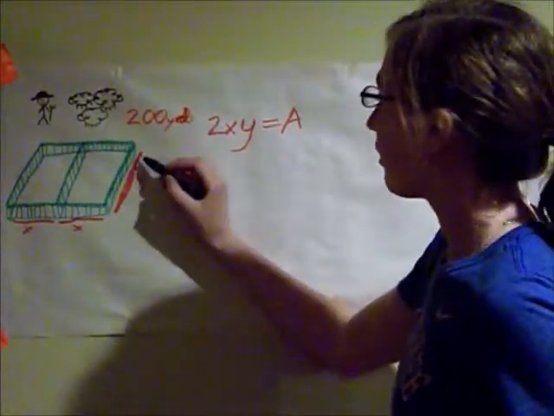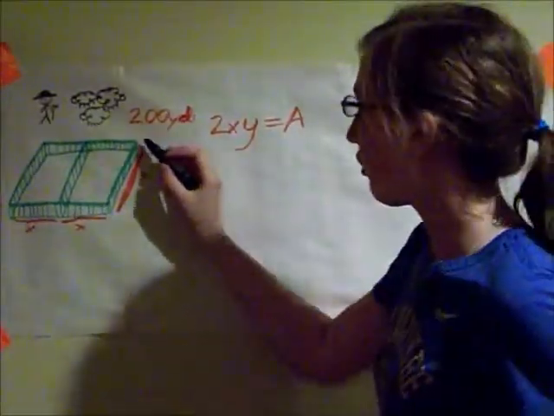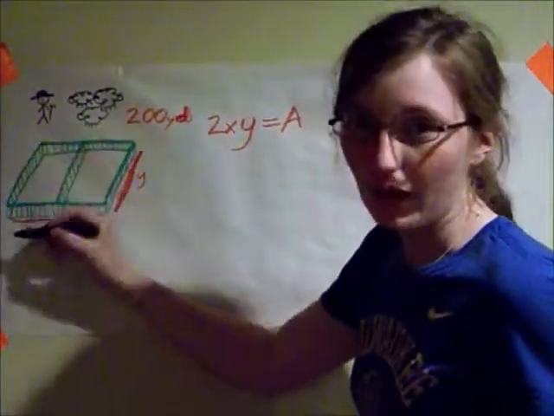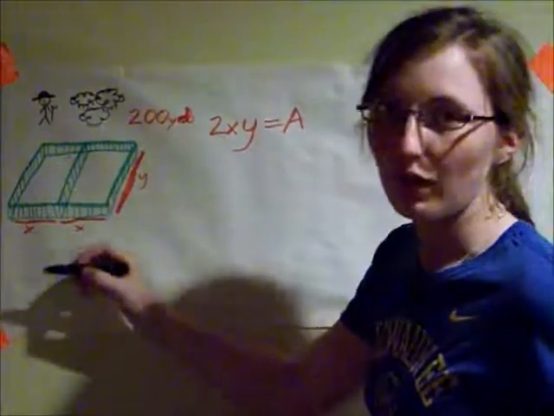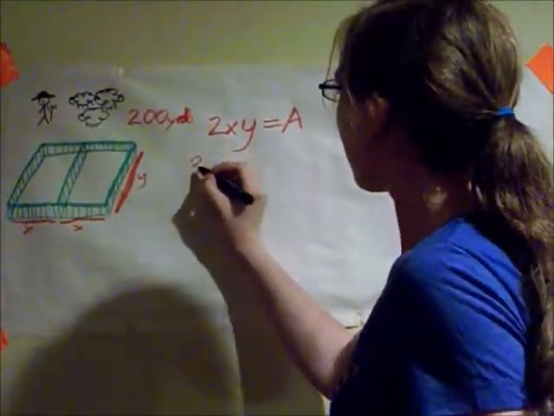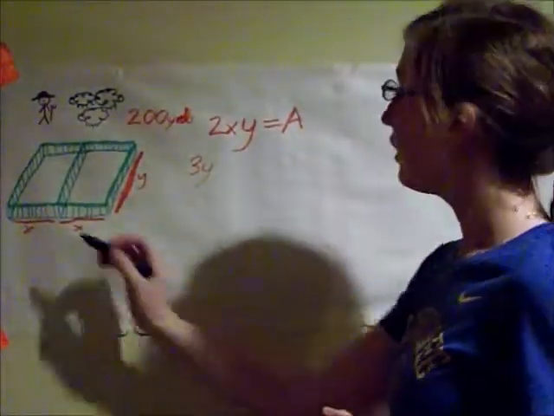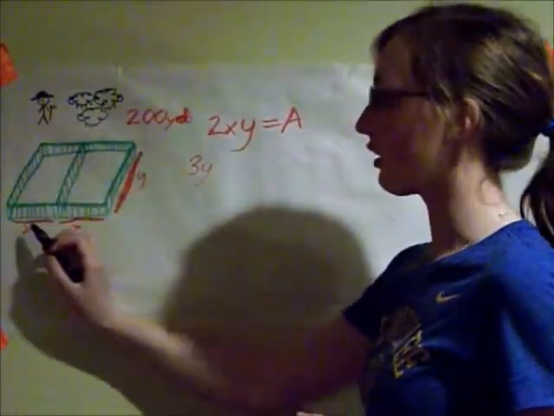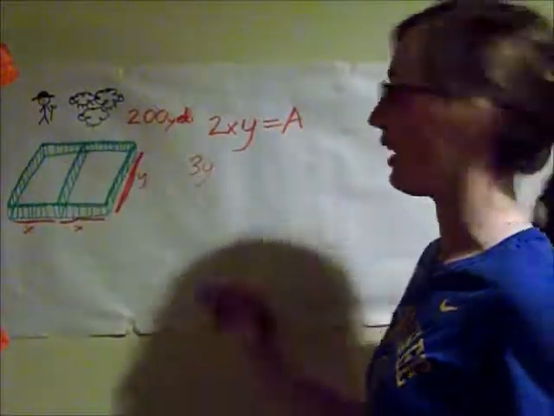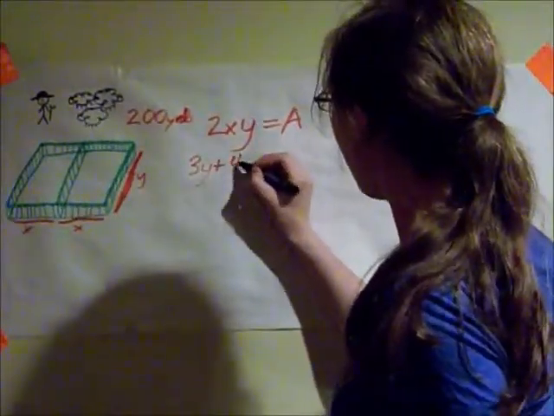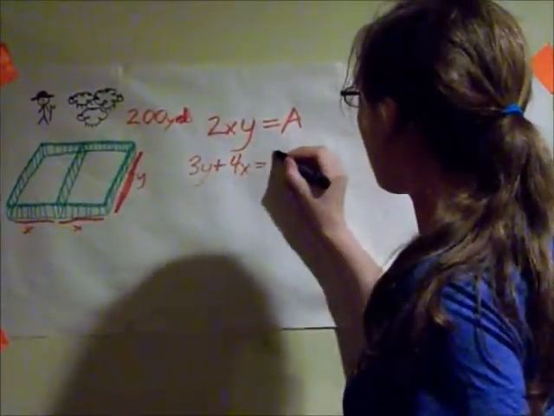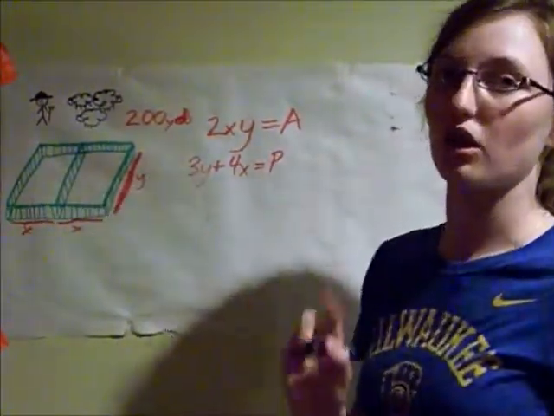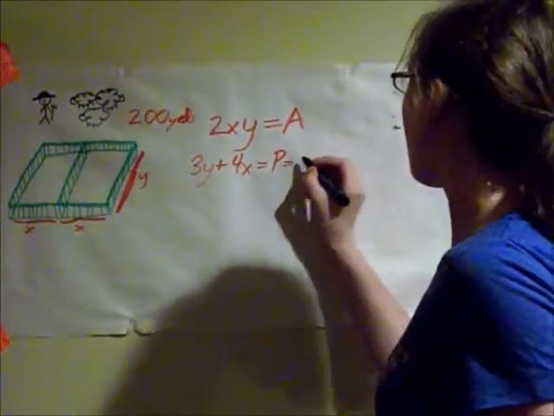Now, the perimeter is a little confusing because we have this divider in the middle, so you can't just take y and y. You have to take 1, 2, 3 y's. So, 3y, right? But we have these two x's, so we need 1, 2, 3, 4 because there are 4 sections of x, plus 4x equals perimeter. And since we know we only have 200 yards of fencing, that becomes our perimeter value, so that equals 200.